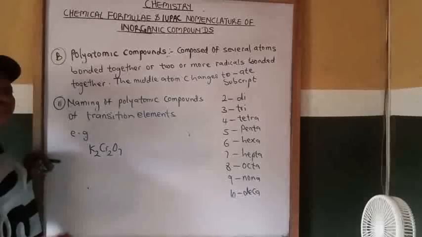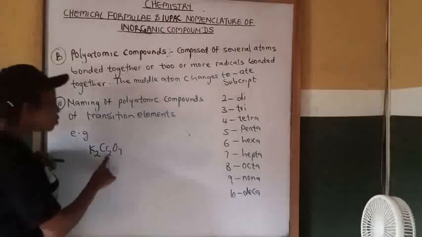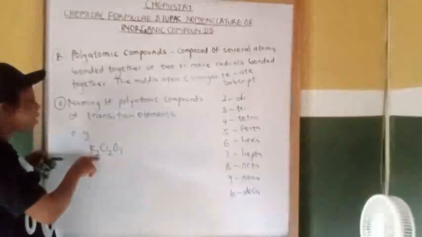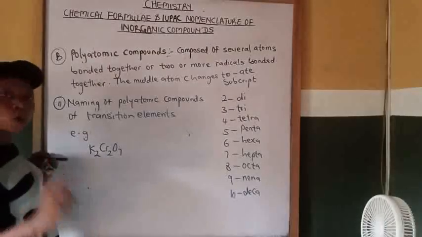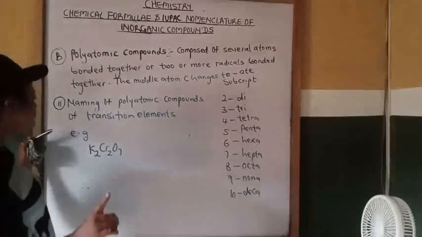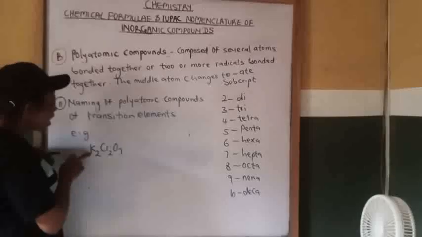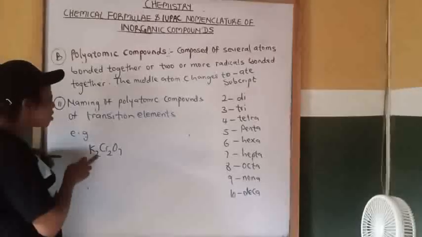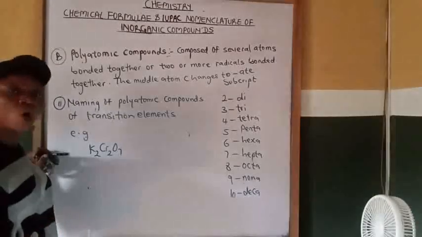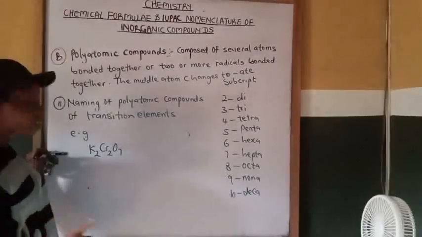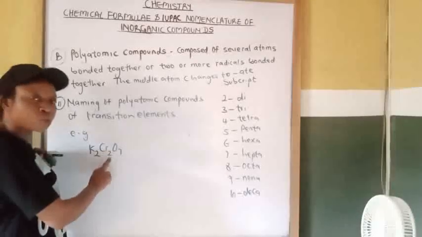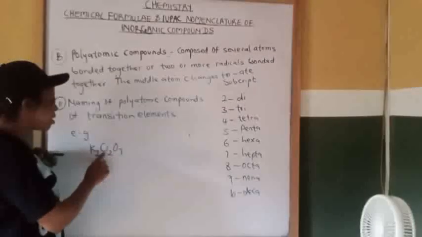When you are naming a transition element, you must name the subscript of that transition element. But we don't name the subscript for group 1 to 3 elements. Like K is potassium, so you cannot say dipotassium. There is nothing like that. But when you are talking about transition elements, you must name the subscript of that transition element.